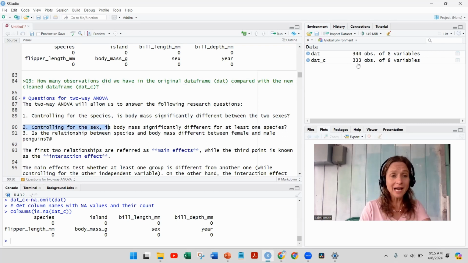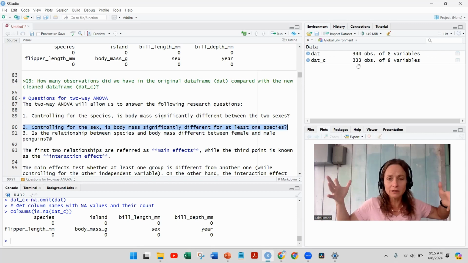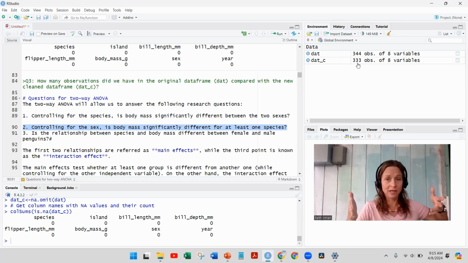So controlling for the sex, is body mass significantly different for at least one species, right? We have 3 species. When we run the analysis comparing the 3 species, we don't know if they're all different from each other or just one differs from the other. But the question is something different there?